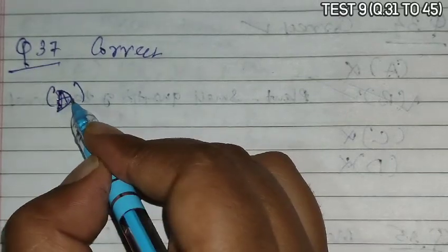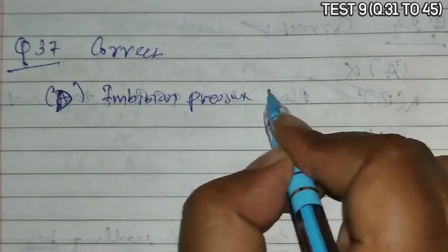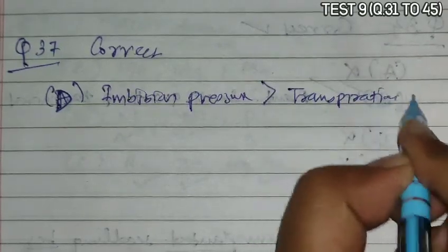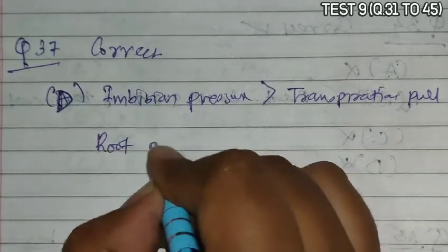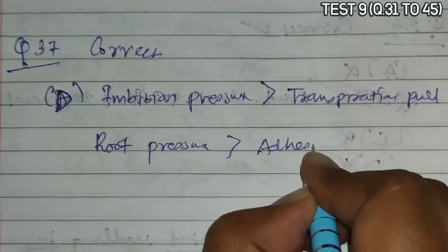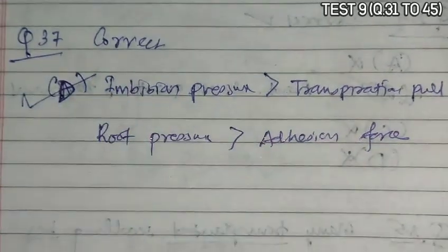So if we go with the correct thing, we have to remember this. This is a fact-based question. So D becomes the answer. That is, imbibition pressure is the highest, then transpiration pull develops, then root pressure develops, and then adhesion force develops. So D is the correct answer.